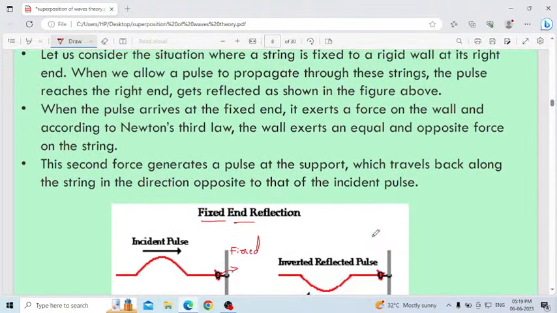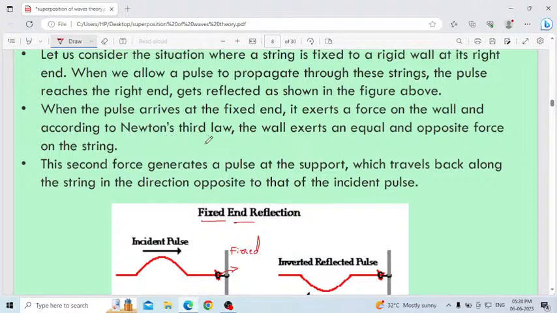Let us consider one more point here. When the pulse arrives at the fixed end, it exerts a force on the wall. This is the rigid wall, and it exerts a force. When it exerts a force on a fixed point, there is no movement of the wave at this place because this end is fixed.